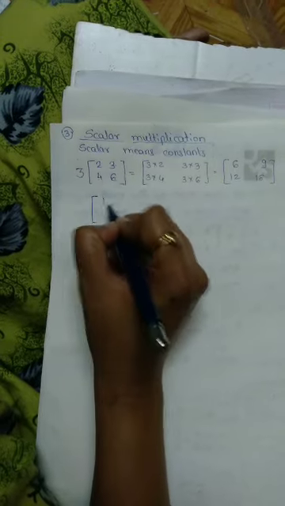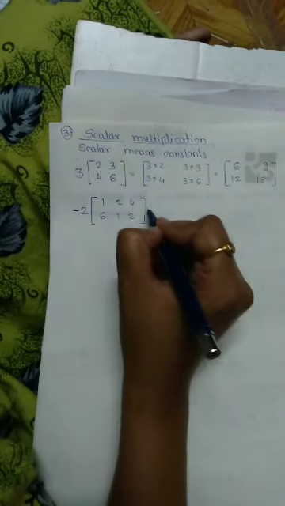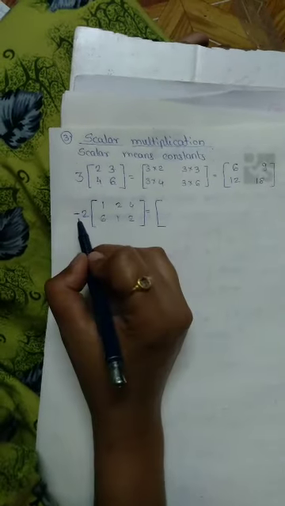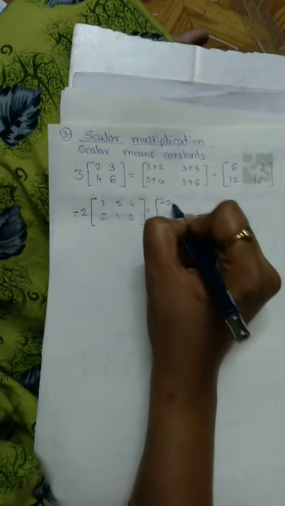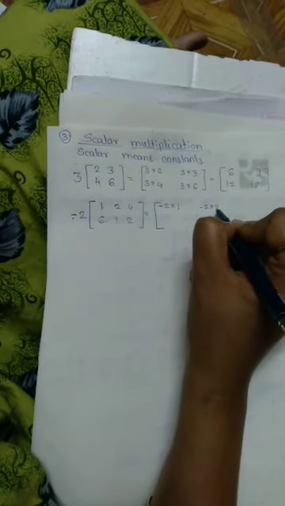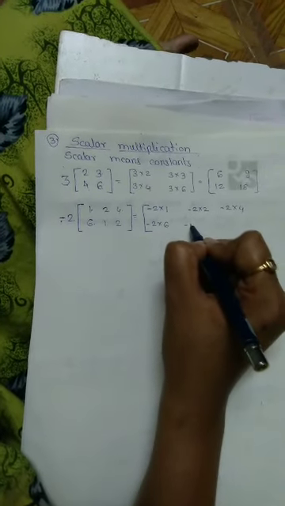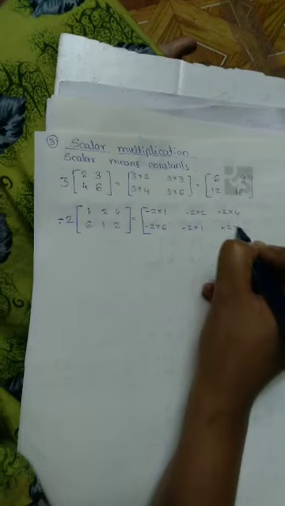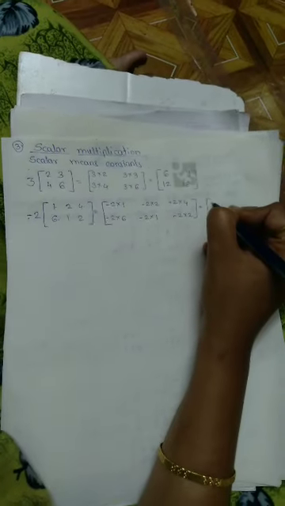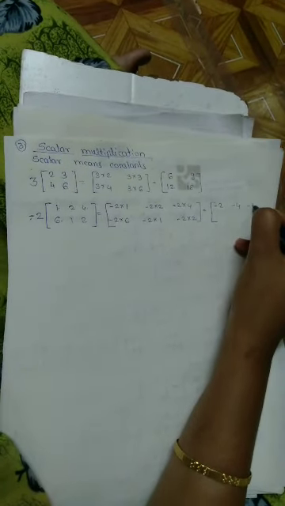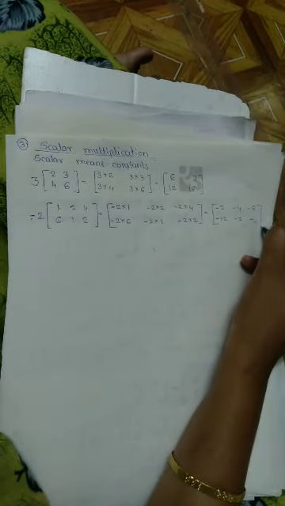Suppose one more matrix 2, 3, 4, 6, 1, 2 and we want to multiply by minus 2. Then what we are doing, we are multiplying this minus 2 with each and every element of this matrix. So this will be minus 2 into 1, minus 2 into 2, minus 2 into 4, minus 2 into 6, minus 2 into 1, minus 2 into 2. So this is equal to minus 2, minus 4, minus 8, minus 12, minus 2, minus 4.